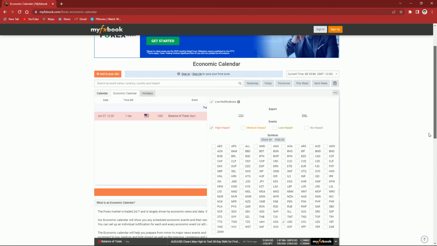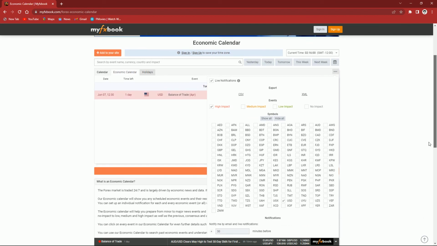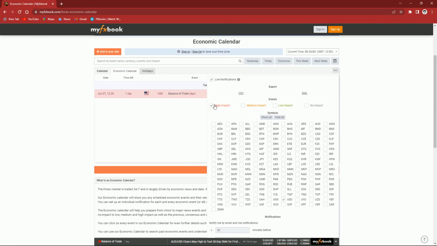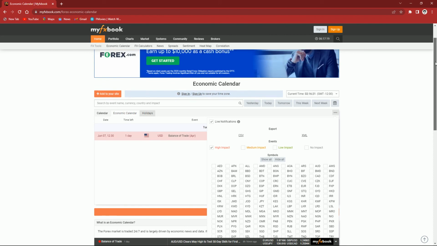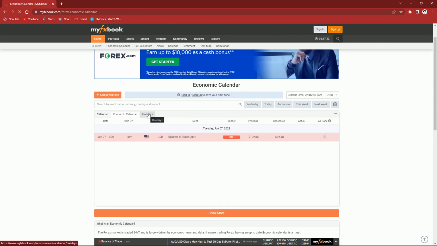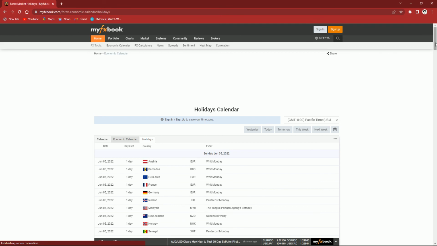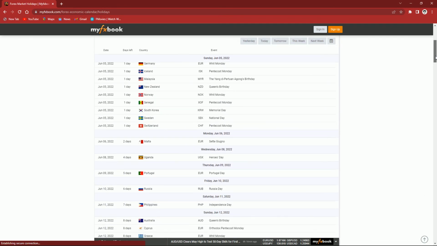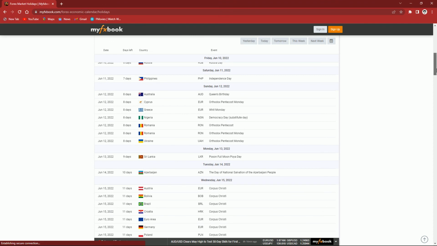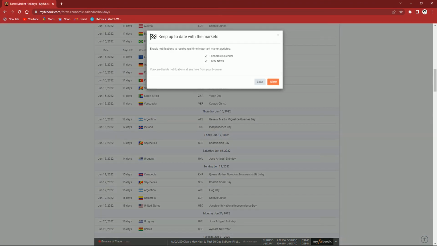You should know that the US is the one. So this is where you check your economic calendars, you filter them out, and then you filter the high impact. The rest you don't need, you only need the high impact. As you can see, tomorrow there's gonna be the balance of trade. I think that's an event as well, if I'm not mistaken. You can also check the holidays here, because during holidays NASDAQ doesn't move, but during the US holidays only, I repeat, during the US holidays only, NASDAQ doesn't move. Do you get that? Keep up to date with these markets.